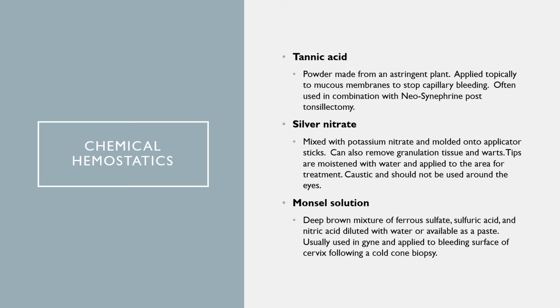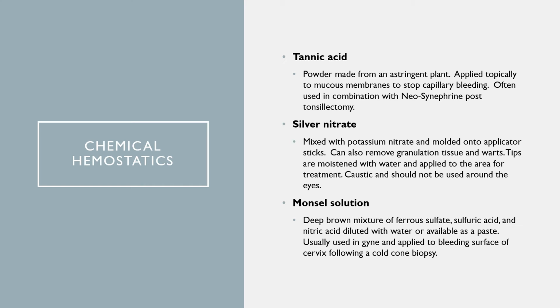Okay, moving on to some of our chemical hemostatics. First, we have tannic acid. This is a powder made from an astringent plant. It is applied topically to mucous membranes to stop capillary bleeding. It's often used in combination with neosynephrine, and most commonly we're going to use that combo post-tonsillectomy. So once we have those tonsils out, we will soak a tonsil sponge in this solution and put it to the back of the throat to help with that capillary bleeding in that tonsil bed.